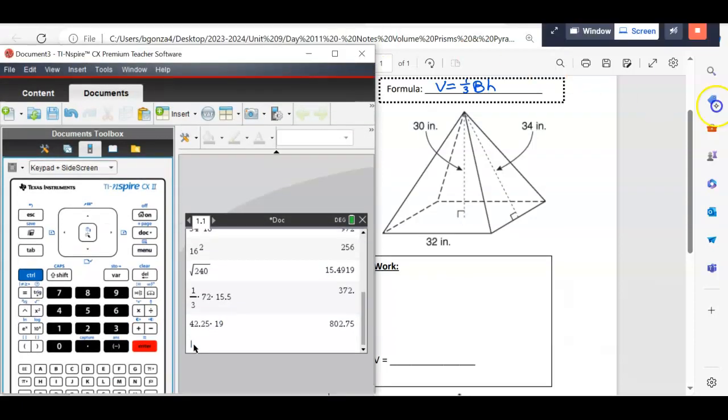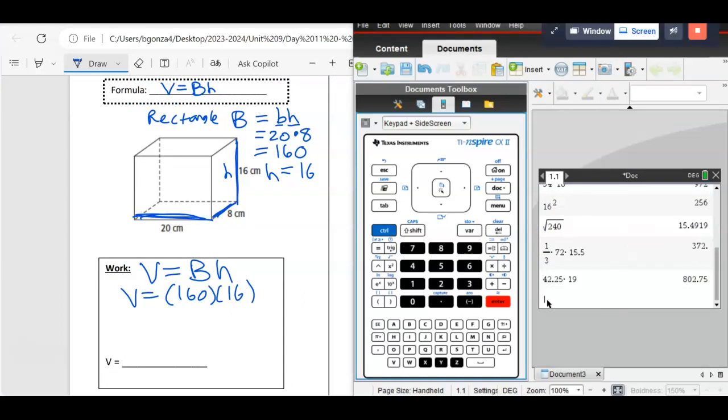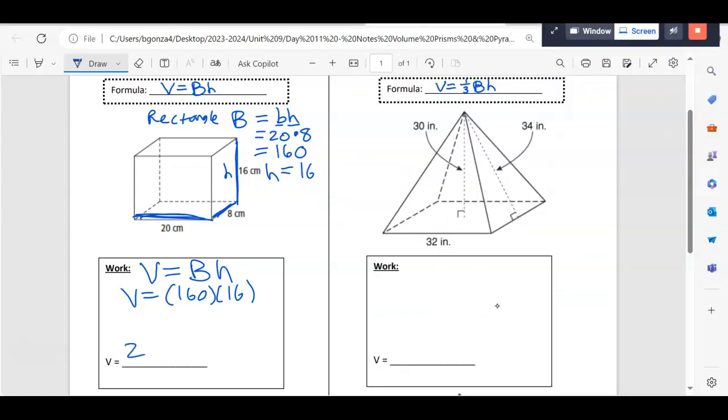And 160 times 16 is, nope, 2,560, but what are my units of measure? Centimeters what? Third power. Volume is always third power, so it's cubed. All right. Now, that's a prism. So if it's rectangular, super easy. Find the area of the base times the height, boom, right?